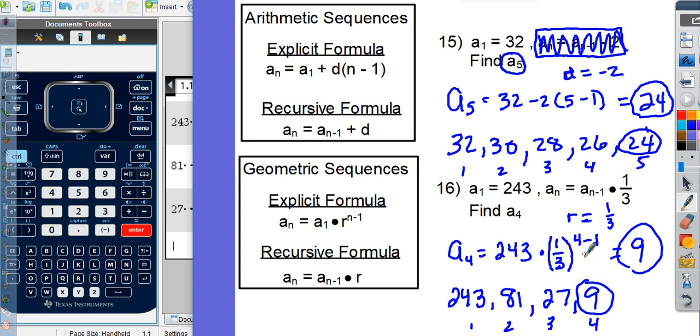Okay, I know sequences really look tough, but once you figure out what everything means, look at what's been given to you, and apply it to our formulas and to what we know about sequences, then you're going to be able to solve sequences. I hope this helps.